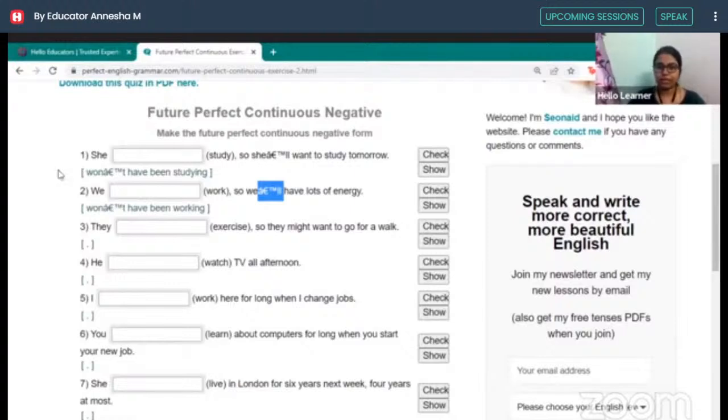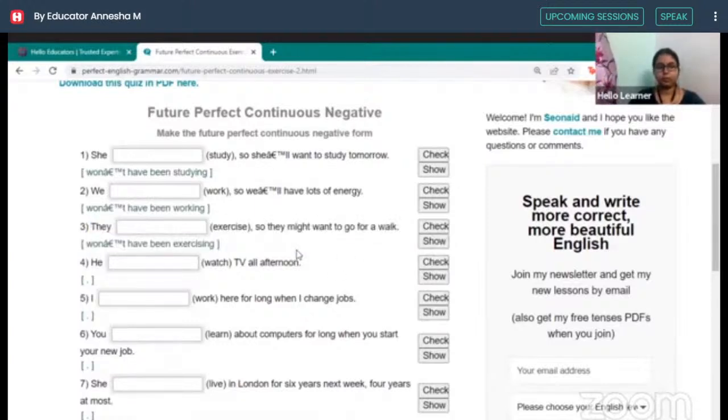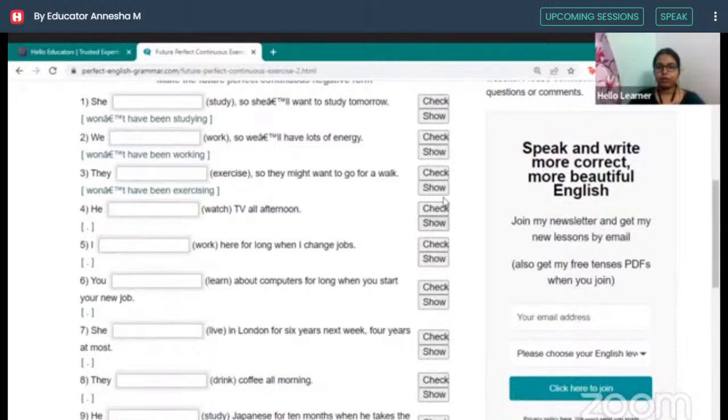After Shobha, we have Raji. Raji, would you like to try? Yes, ma'am. They will not have been exercising. So they might want to go for a walk. Absolutely correct. Very good. We can also say they won't have been exercising. So they might want to go for a walk. Very good, Raji.